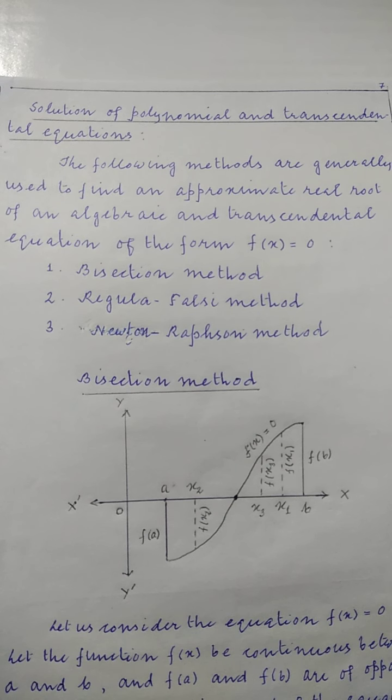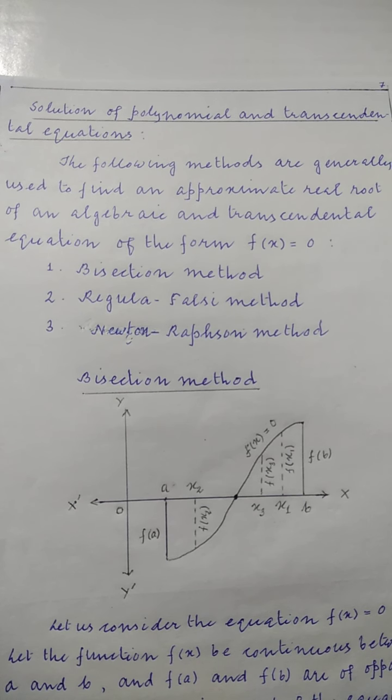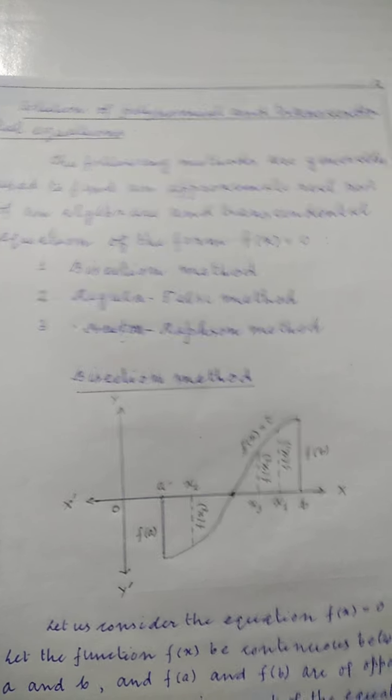Here we are going to learn some numerical methods by which we can find an approximate root or solution of the equation. In general, many methods are available to find the root of the equation, but in your syllabus there are three common methods used to find the solution of algebraic and transcendental equations. The methods are bisection method, then regula falsi method, and Newton-Raphson method. Today we are going to discuss the bisection method. So let's start with the bisection method.